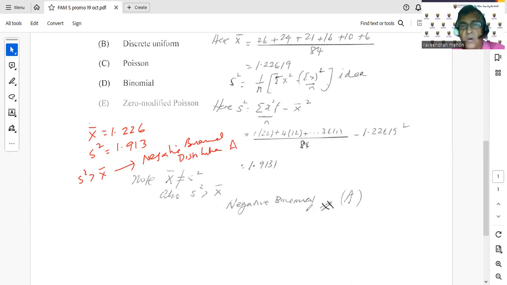Okay, I've written all the facts down here. That's all there is to this problem. This is an extremely simple problem. But look, once you see that your variance is bigger than your mean, we conclude it's a negative binomial model. We don't have to worry about the Poisson, or the zero modified Poisson. We don't have to worry about the binomial because the binomial is just the reverse: your variance will be less than your mean. And we don't have to worry about the discrete uniform, which is the easiest thing to throw out in this particular problem. So we're done.